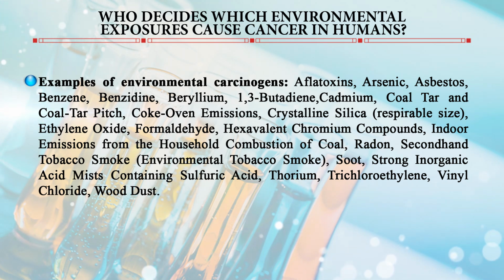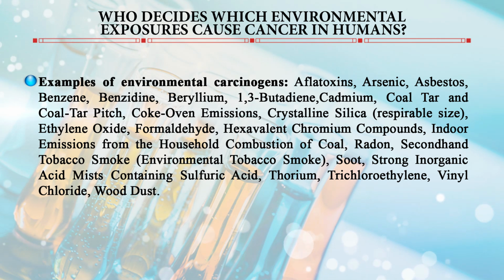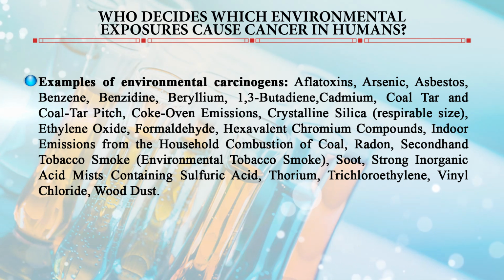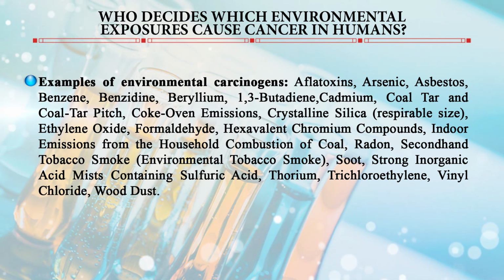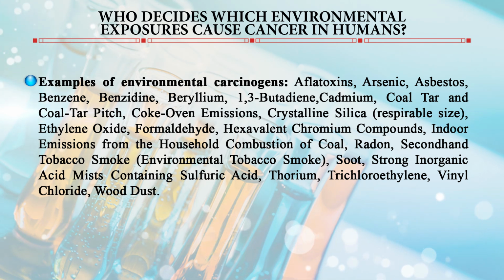Some of the best examples of environmental carcinogens are aflatoxins, arsenic, asbestos, benzene, benzidine, beryllium, 1,3-butadiene, and cadmium. For the information of the learner, I would like to give more examples: coal tar pitch, coke oven emissions, crystalline silica in respirable size, ethylene oxide, formaldehyde, hexavalent chromium compounds, indoor emissions from the household combustion of coal, radon, and secondhand tobacco smoke.